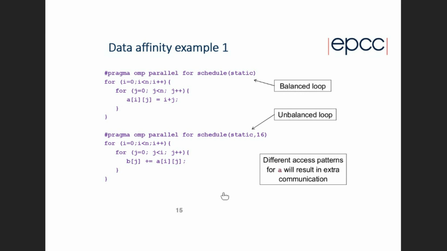So here's an example. We've got two loops here. Let's look at the second loop first, this loop nest here. I have the parallel for directive, which distributes the iterations of the I loop between threads. But the J loop runs from 0 up to I minus 1. So this is a badly balanced loop, and therefore you probably want to choose some suitable schedule for it.